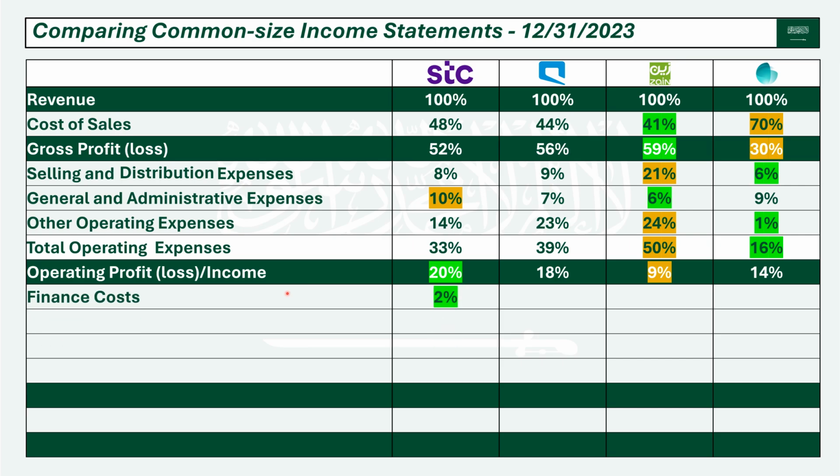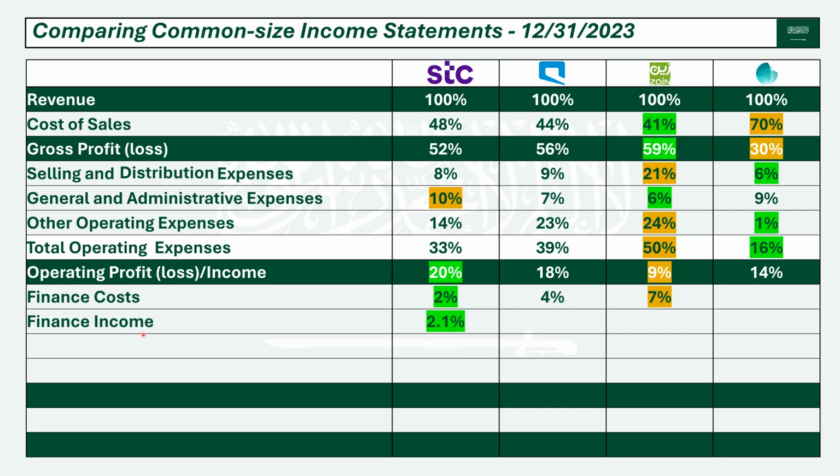Finance cost. STC has the minimum finance cost with 2%, 4% for Mobily in the second position, and 7% for Zain in the third position. Go Telecom did not report finance costs.